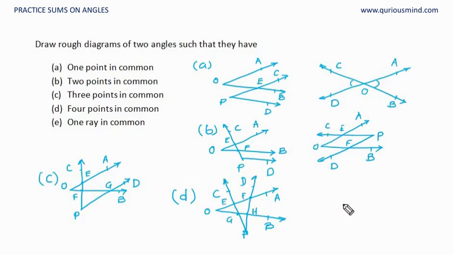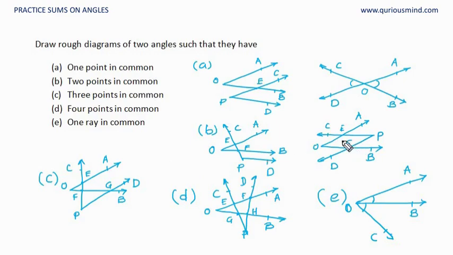And the last one, we want one ray in common. So I have A, OB, and the second angle should have one ray in common, so I can have BOC, and OB is a common ray between these 2 angles. That's how I can draw all these 5 situations.